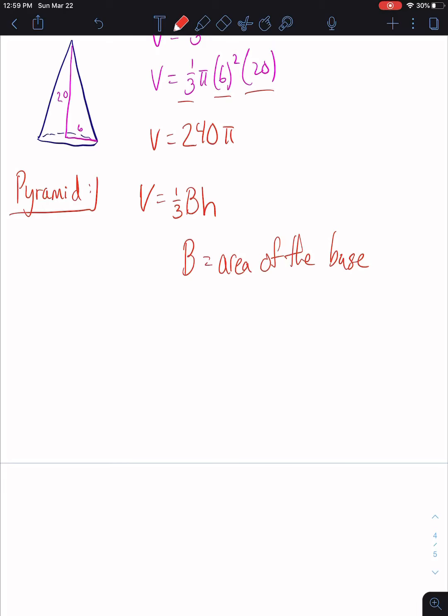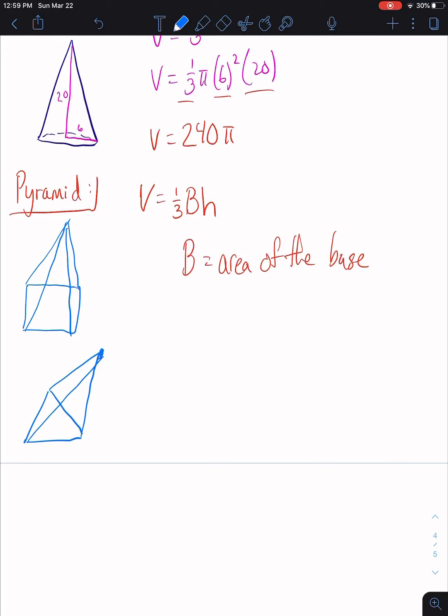So drawing a pyramid can be kind of tricky, but let's just show you. Let's say it was a square base pyramid. Then all of my points are coming up to that point there. If we have a triangular base pyramid, we're going to be looking at a triangle. And then if our point is over here, all of our points are headed up to that point there.